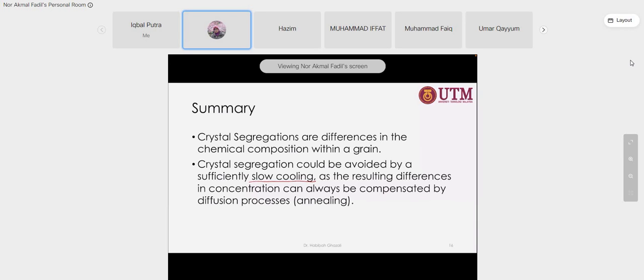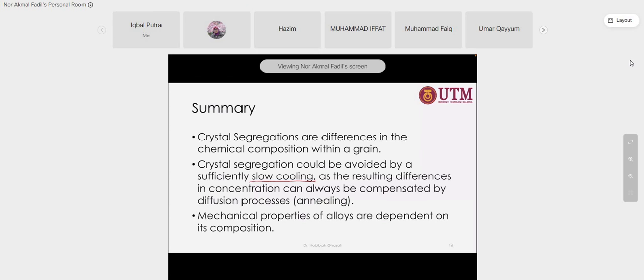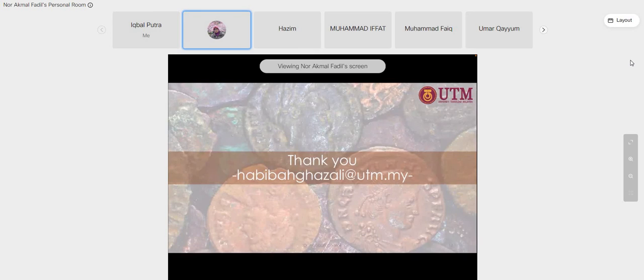So the mechanical properties of alloys are dependent on the composition. I think that's all for today.